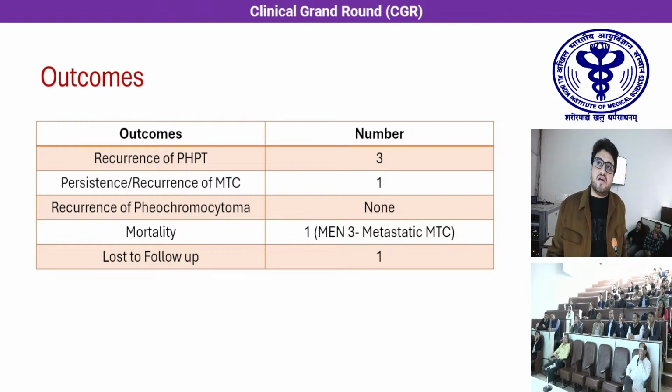As for outcomes, we have seen about 3 recurrences of primary hyperparathyroidism, 2 of which were after focused surgery and 1 after bilateral neck exploration. There was 1 patient with persistent and recurrent MTC, a case of MEN2B syndrome, who eventually succumbed to it. He had metastatic MTC. There has been no recurrence of pheochromocytoma till now. And 1 patient was lost to follow-up.